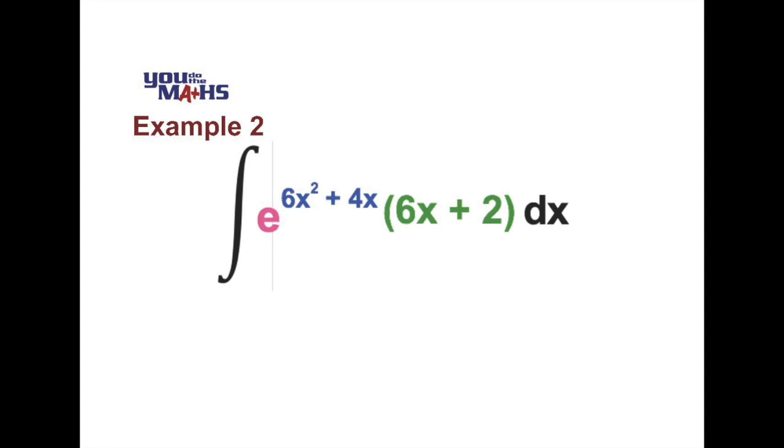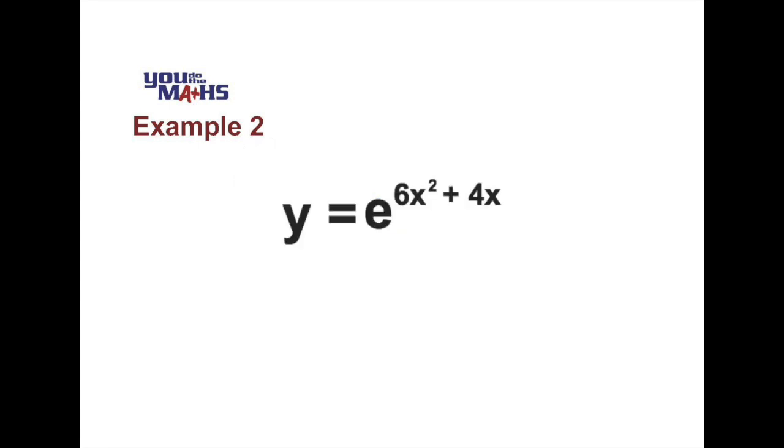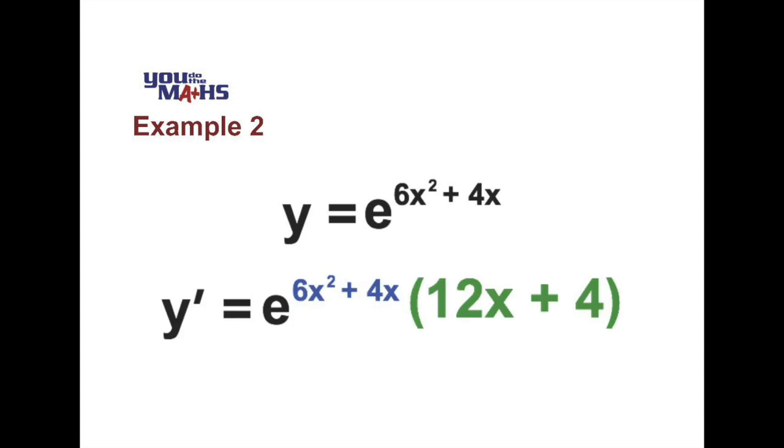So first of all, let's reconsider the differentiation process. If we have y equals e to the 6x squared plus 4x, we know that the derivative will contain the basic exponential function again, exactly as it appears in the original function. But then we multiply by the derivative of that power, and that derivative will be 12x plus 4.